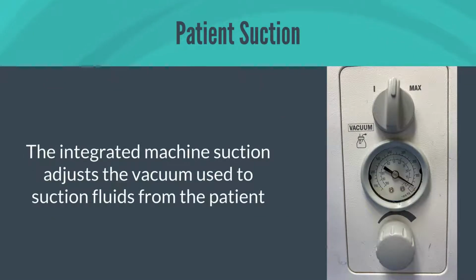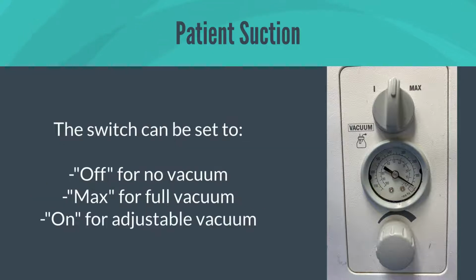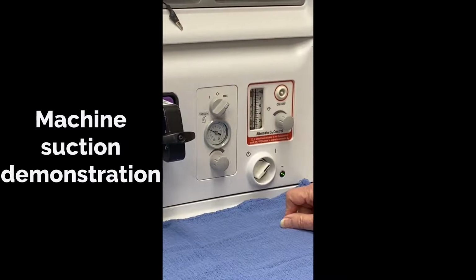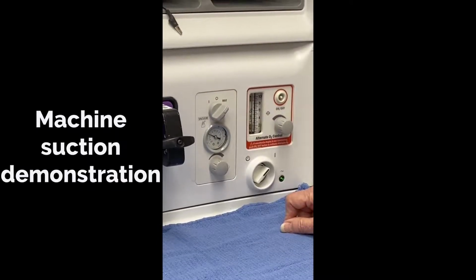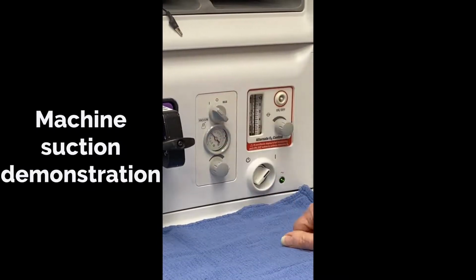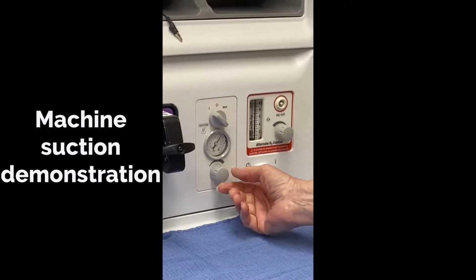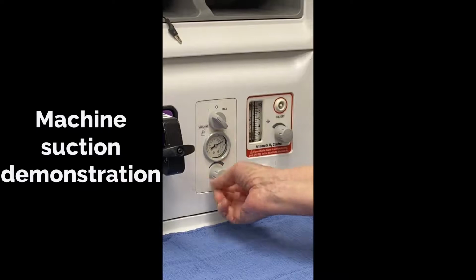The integrated machine suction adjusts the vacuum used to suction fluids from the patient. The switch can be set to off for no vacuum, max for full vacuum, or on for adjustable vacuum. Notice that the scale for suction pressure begins at 0 on the lower right and increases as the indicator moves counterclockwise. When in adjustable mode, turning the dial to the left decreases suction pressure, while turning it to the right causes an increase in suction.